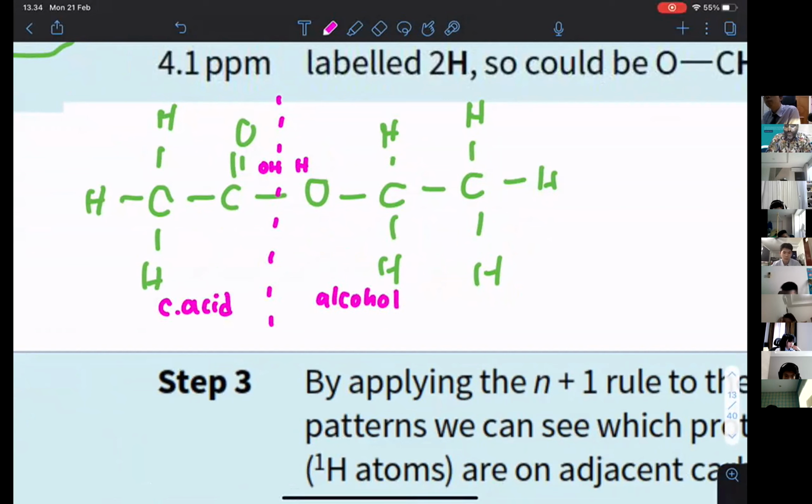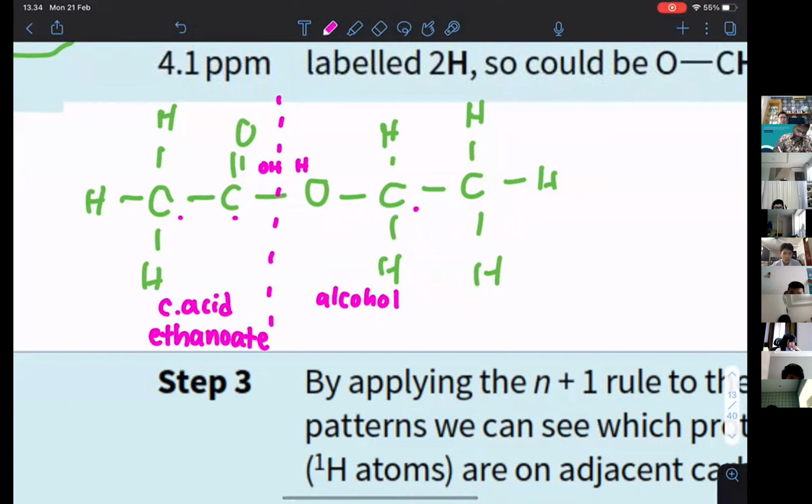Okay, so which one comes first? Do remember carboxylic acid. So Frederick, if this one is a carboxylic acid, what is the name? Ethanoic acid. Okay, so you name it as ethanoate.